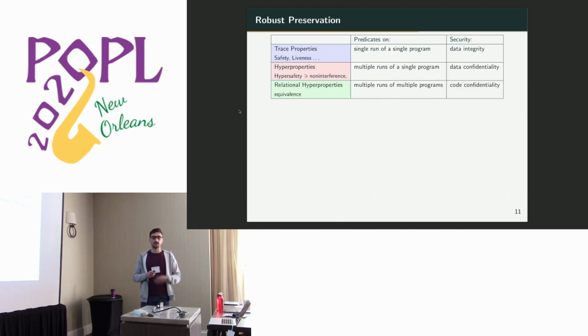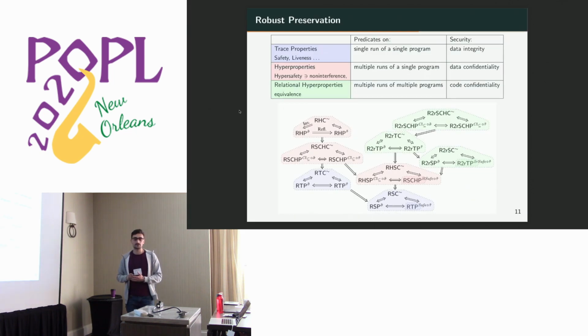Of course you can look at something more than just trace properties, because trace properties are predicates of a single run of a single program, and the most you can get is data integrity. You might want to reason on multiple runs of the same program and look at properties like non-interference and get some data confidentiality, or if you want to reason about, I don't know, program equivalence, you might look at relational properties that are predicates over multiple runs of multiple programs. And this will be the general picture we have in this work.